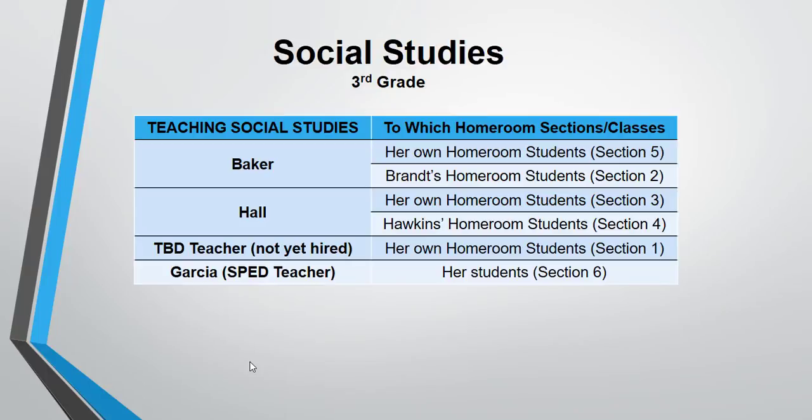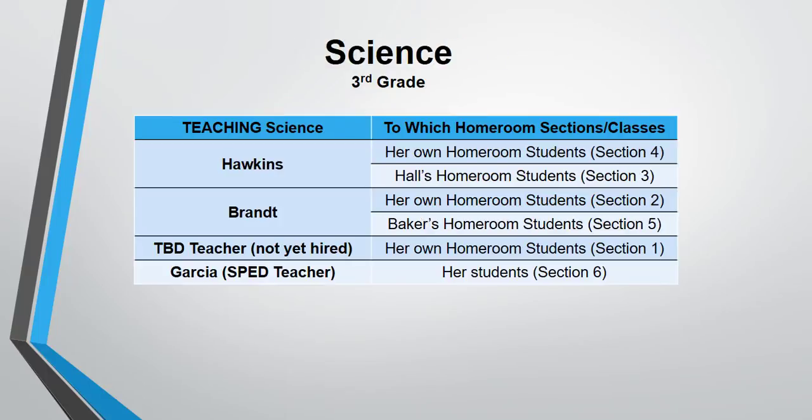I made a similar chart for science. At the 3rd grade level, teaching science is Miss Hawkins, Miss Brandt, and the teacher that we've not yet hired, the one I've called my TBD teacher. Miss Hawkins will be teaching science to her own homeroom students, section 4, and to Miss Hall's homeroom students, section 3. Miss Brandt will be teaching science to her own homeroom students, section 2, and to Miss Baker's homeroom students, section 5. Our TBD teacher will be teaching science to her own homeroom students, section 1.